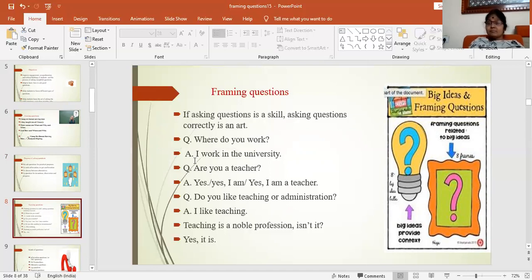Yes, it is. I can give an answer. So see, the examples that we have done so far, like where do you work? Are you a teacher? Do you like teaching or administration? Teaching is a noble profession, isn't it? Different types of questions I have made and I got different answers. All the answers are not same, right? So this tells us that we have different types of questions that we ask every day in our life.